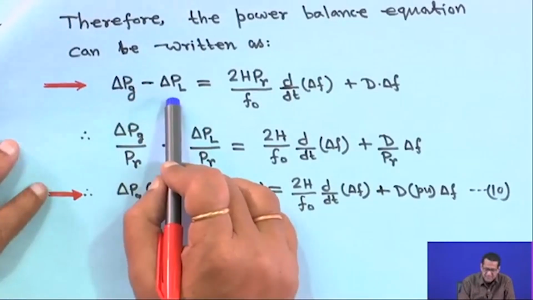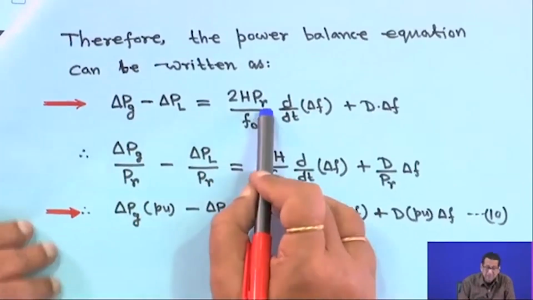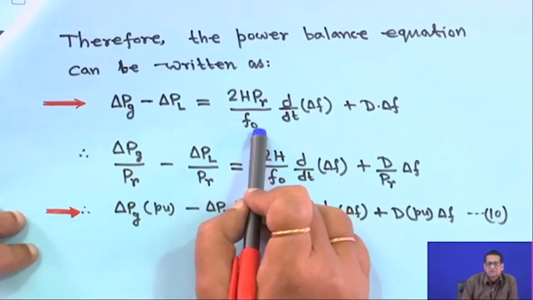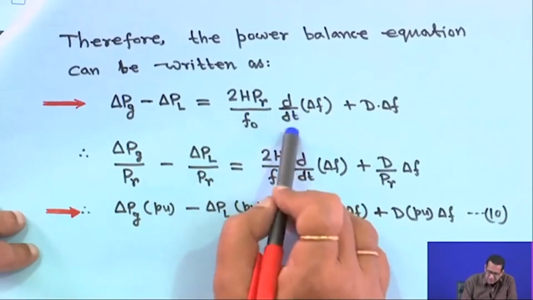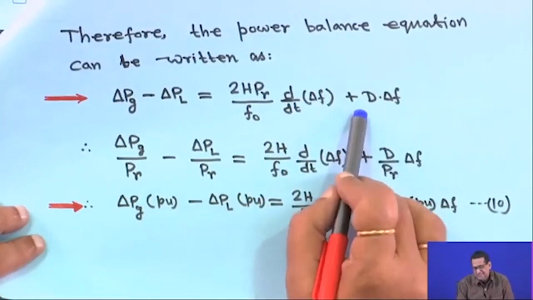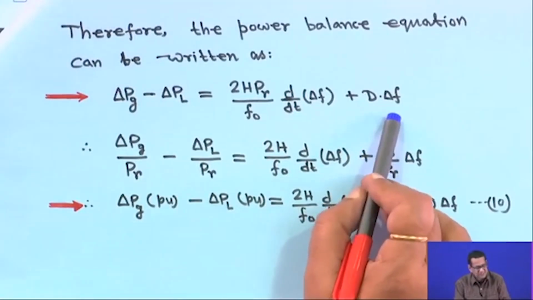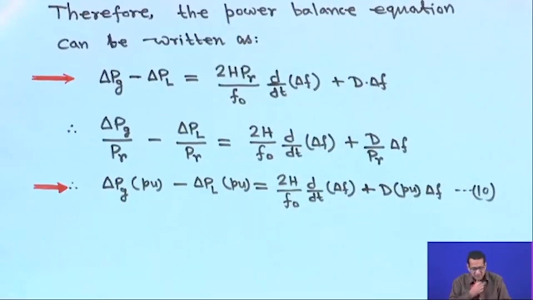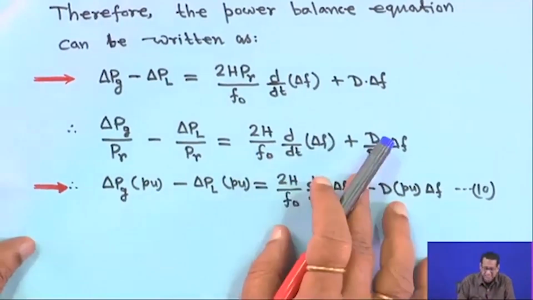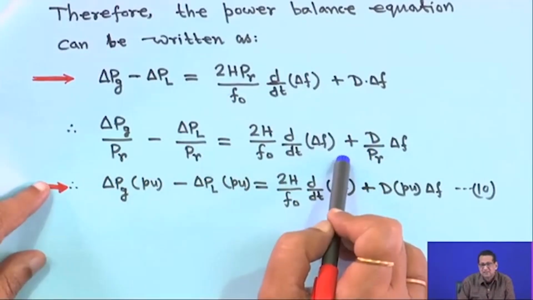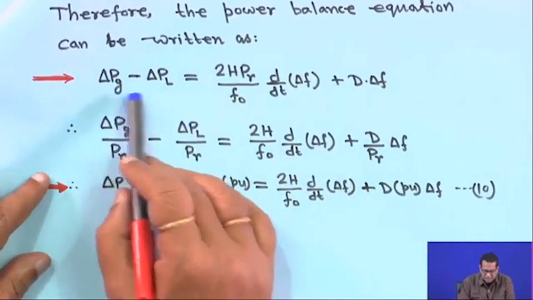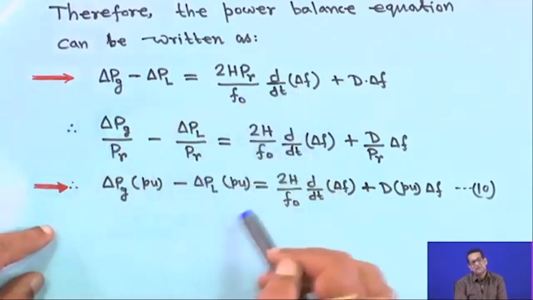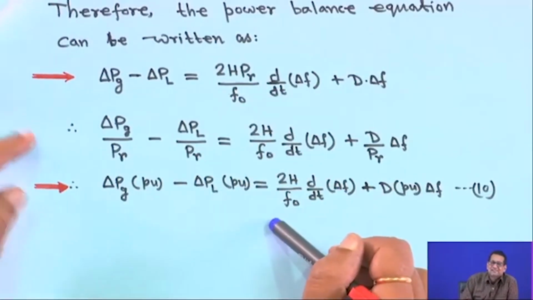this one, delta P g minus delta P L, has two terms. One is the rate of change of kinetic energy, that is 2H, the rate of change of kinetic energy means the power. So, 2H P r upon f 0 d dt of delta f plus that D into delta f term, from the previous equation, right. We will take Laplace transform on both sides later, but except using s associated with the time constant, nowhere will I put delta P g s or delta P L s or delta f s, it is understandable to you. If we put s everywhere, it will be a little bit clumsy, so I do not want that.